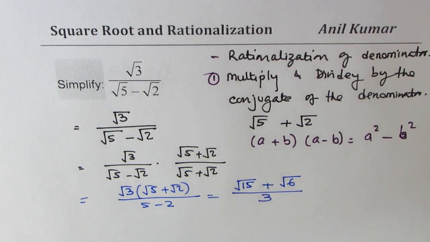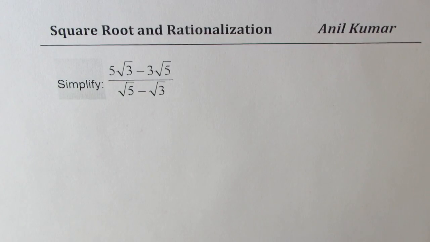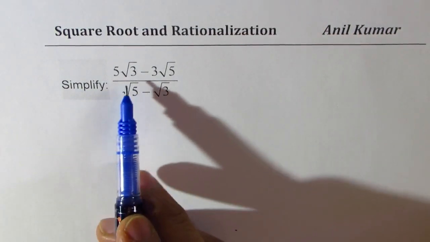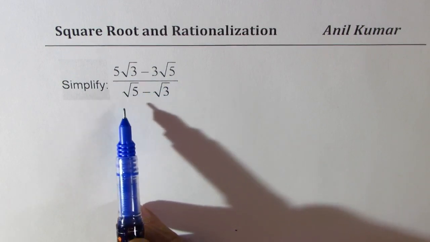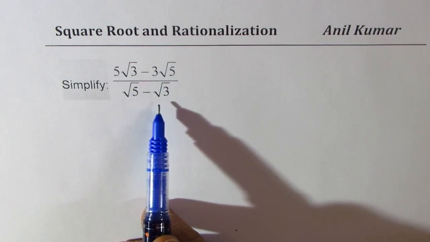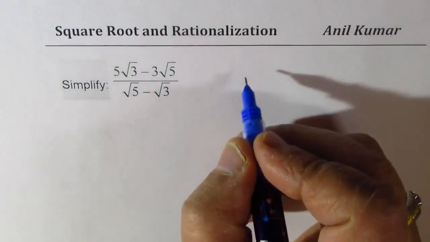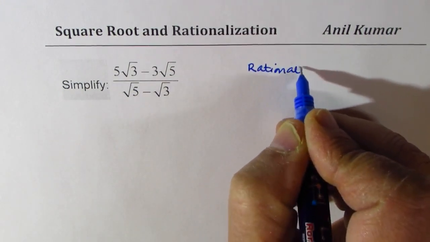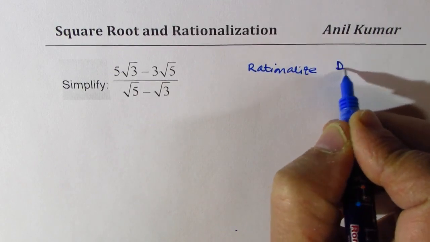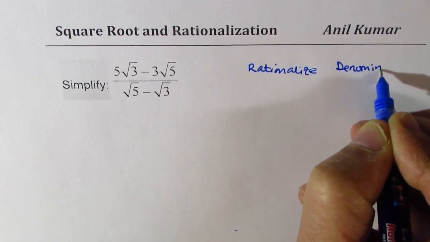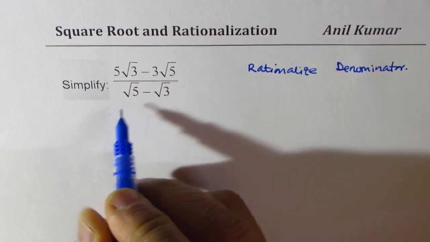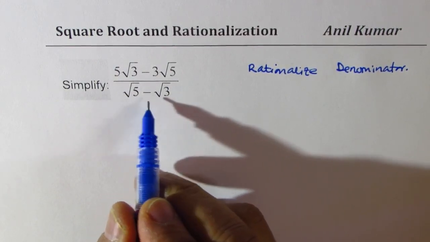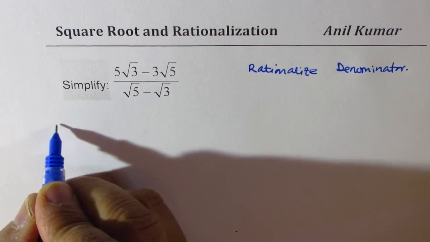Now let's take one more example, and that is the last one in this series. So now we need to simplify 5 square root 3 minus 3 square root 5 divided by square root 5 minus square root 3. Now again, rationalize the denominator to simplify, right? That is to say, we have to multiply and divide by the conjugate of the denominator, which is square root 5 plus square root 3. So let's do this step.